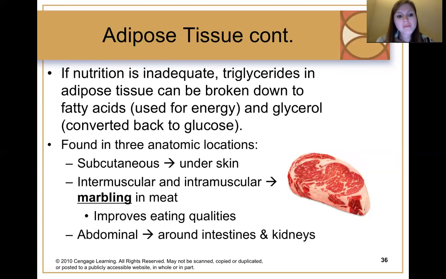So adipose tissue can be found in 3 anatomic locations, just 3 different places. You have subcutaneous adipose tissue, which is found right under your skin. Then intermuscular and intramuscular. Intramuscular fat is what is known for producing what's called marbling in meat. You can see in this picture that you have the intramuscular fat around it, and then on the inside of this steak, you see those white spots. That's actually intramuscular fat that has been deposited in that meat.